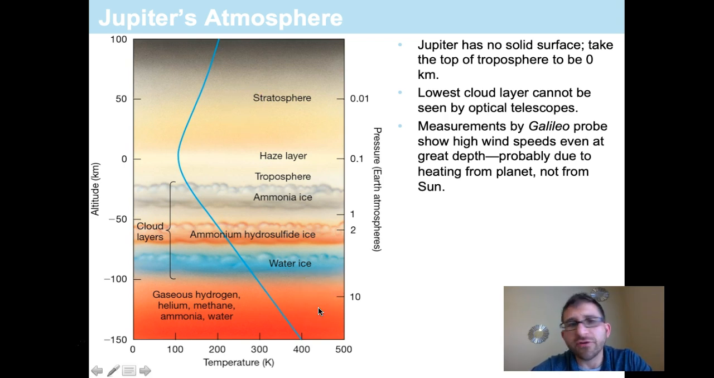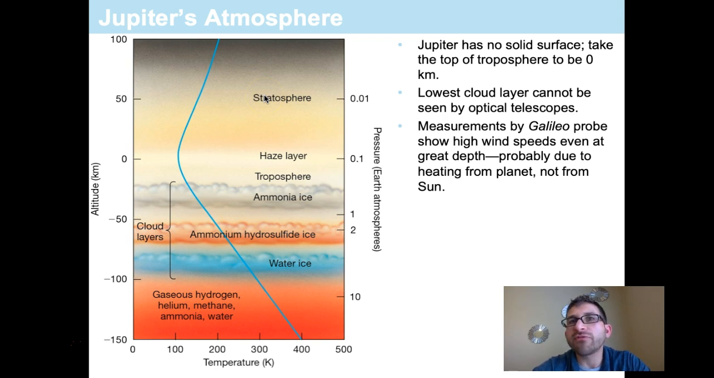Now, there are various different layers of clouds as we move on up. You can see there's a water ice layer right about here, about negative 80 kilometers below the top haze layer. There's an ammonium hydrosulfide ice layer. There's an ammonia ice layer, and these represent the bands and zones. And here's the troposphere of the planet, a haze layer, and then the stratosphere.